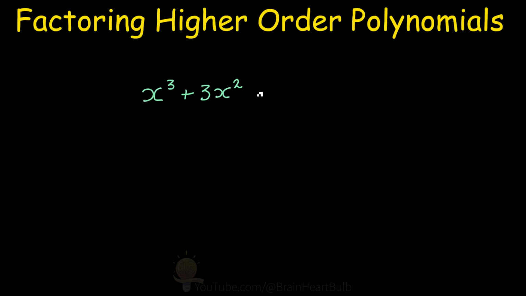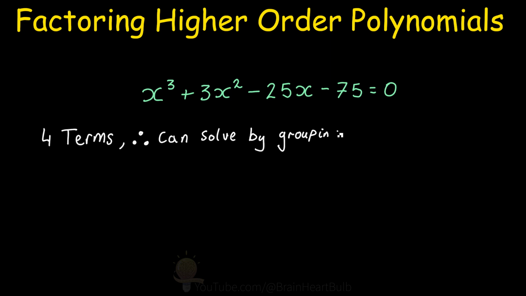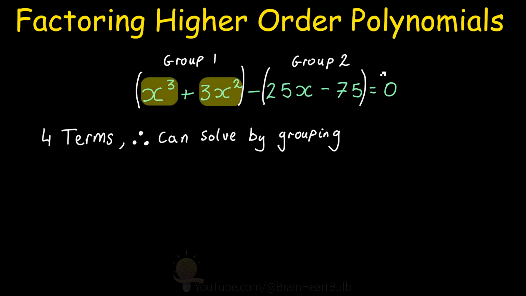Okay, with our next example, we have 4 terms in the polynomial, which means we can solve by grouping. Now, grouping involves factoring out the first 2 terms and then factoring the last 2 terms. So this factoring procedure works exactly the same as in the first example. In other words, we need to find the greatest common factor for the coefficients and the algebraic variables. So how would you factor out the first 2 terms here?